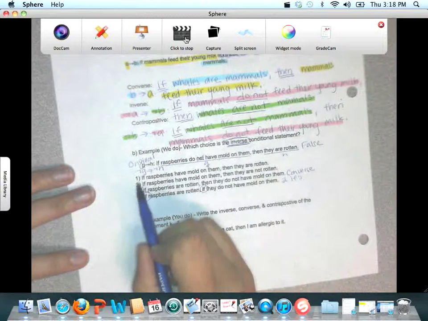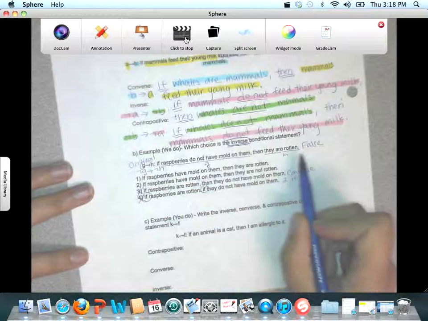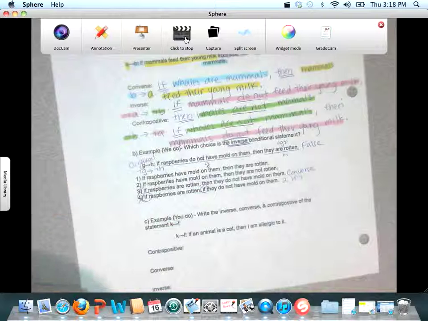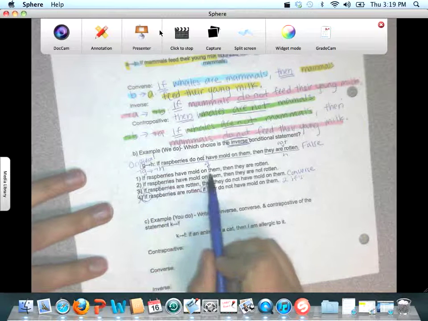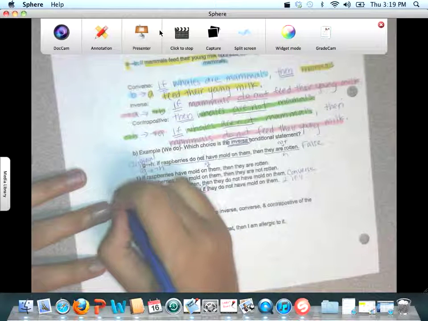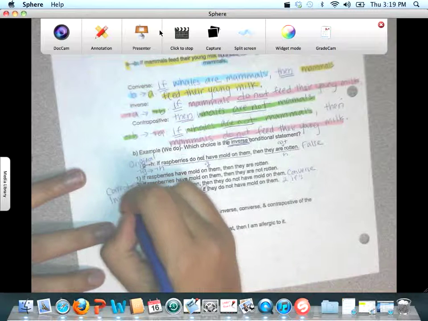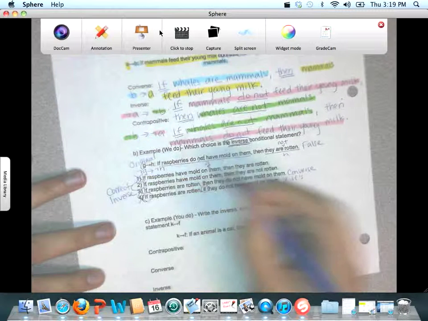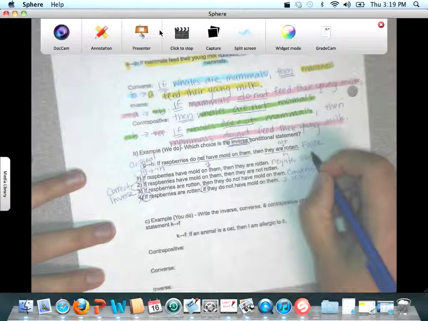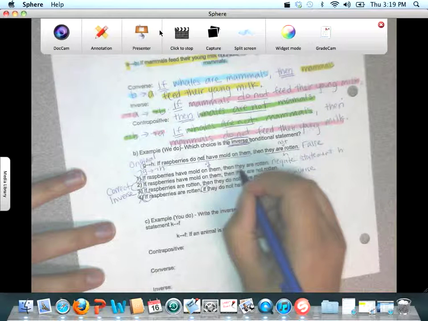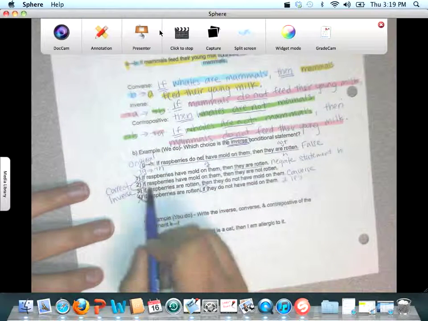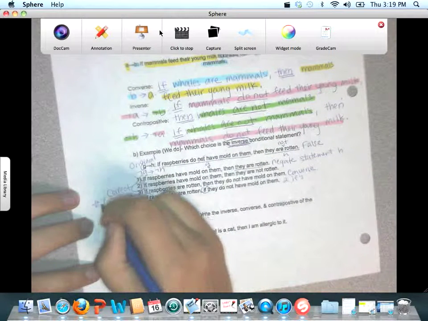Now, so far, 1 and 2 are good. Okay? To make this one the inverse, we would need to add in the not. So looking at this, if raspberries do not have mold on them, then they are not rotten. So this is the correct answer because it's the inverse. Number 1 is incorrect because they did not negate statement H. See, this says they are rotten, which is the same as the original, and that's not what you want. So you wanted number 2. Okay?